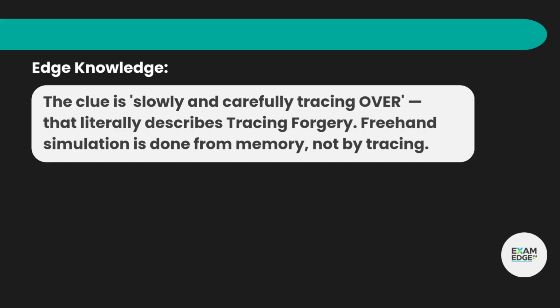Edge knowledge. The clue is slowly and carefully tracing over. That literally describes tracing forgery. Freehand simulation is done from memory, not by tracing.